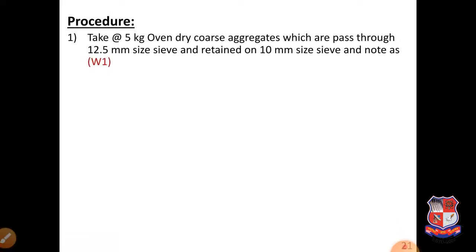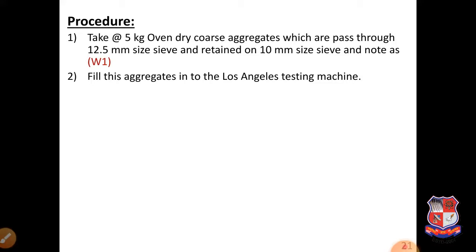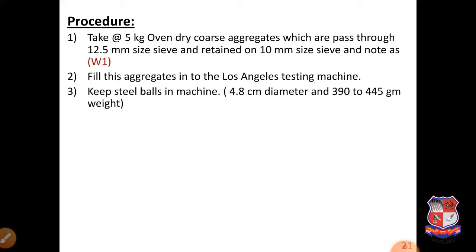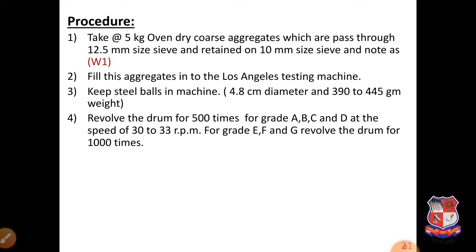Procedure. Take about 5 kg oven dry coarse aggregates which are passed through 12.5 mm size sieve and retained on 10 mm size sieve and note as W1. Fill these aggregates into the Los Angeles testing machine. Keep steel balls in machine, 4.8 cm diameter and 390 to 445 grams weight. Revolve the drum for 500 times for grade A, B, C and D at the speed of 30 to 33 revolutions per minute. For grade E, F and G, revolve the drum for 1000 times.